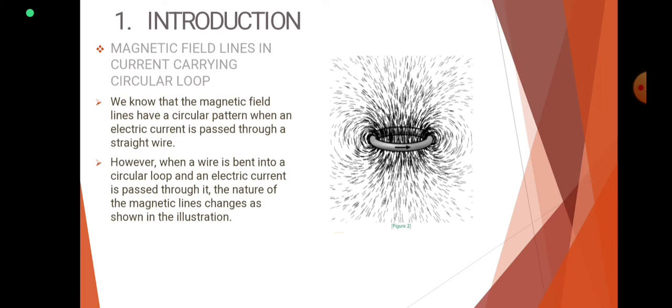We can also see that the magnetic field lines near the current carrying circular loop form concentric circles, and in the middle part of the circular loop, they seem to be straight. It just looks like it's straight, but it's actually perpendicular to the circular loop.